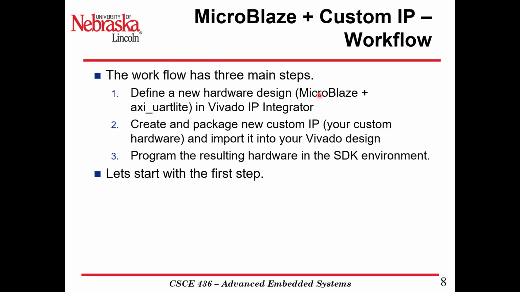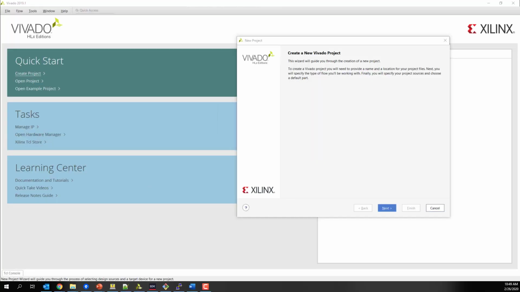All right, so the workflow has 3 main steps. First, we start with what we learned in the last lecture, which is MicroBlaze plus a UART light in the IP integrator. I'm going to show you that whole first step just to remind you of the process. But if you want, you can skip through this video. If you already have it created, skip to the next part, which is to create the package and the custom IP core. So let's start with the design.